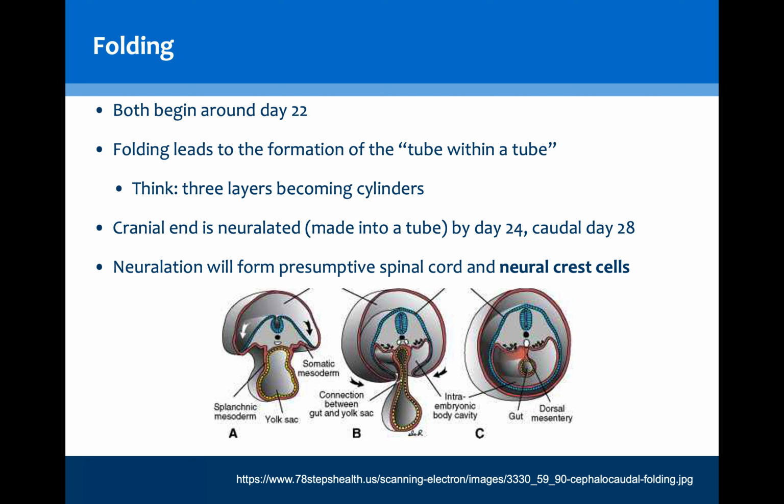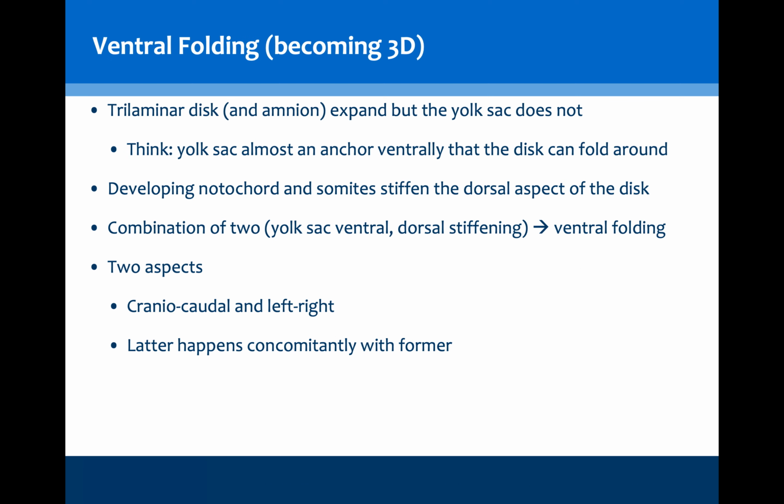And so as the cranial end is neurulated, it forms a presumptive spinal cord and the neural crest cells, but it also provides rigidity to the dorsal aspect of the trilaminar disc. And if you think about a piece of paper that you fold perfectly in half down the midline, the paper wants to fall ventrally. It doesn't come back over the fold that you've just created.